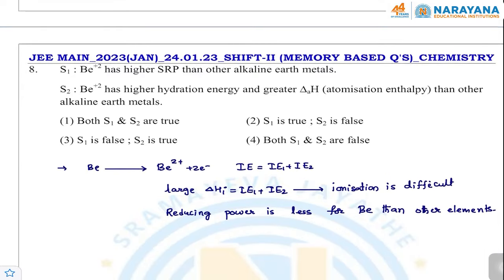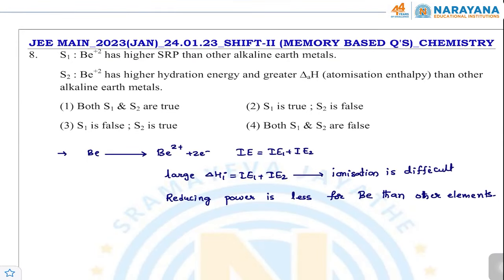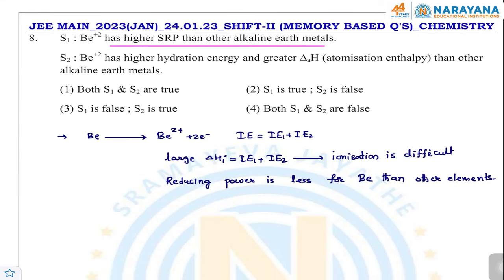If you go to the next question, it is asked: statement 1, beryllium plus 2 has higher SRP than other alkaline earth metals. Higher SRP means beryllium plus 2 will get reduced to beryllium easily. That means the reduction of beryllium plus 2 to beryllium is easy, whereas oxidation of beryllium to beryllium plus 2 is difficult compared to other second group elements.